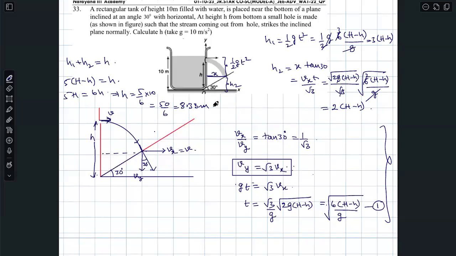90% of the question comes under projectiles. Only one case comes under fluid dynamics. What is that? Vx is root 2g capital H minus small h. Well, Torricelli's theorem. Applying Torricelli's theorem.